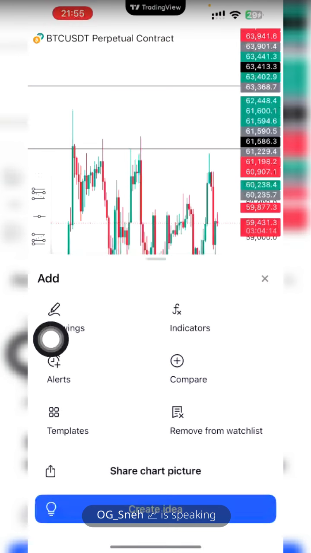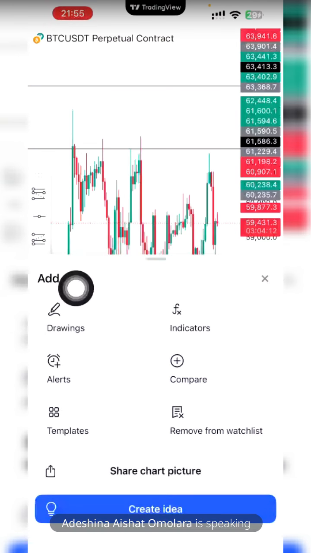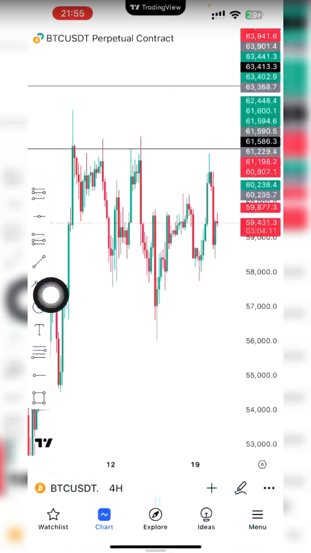Now, this drawing. Hello, sir. Yeah, I'm with you. What is the usefulness of the indicators on the chart? Okay, thank you very much.